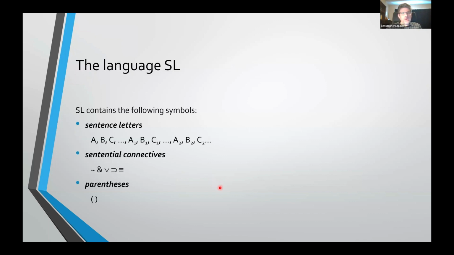Okay, so here's your language SL. These are the symbols that it contains. It contains sentence letters. These are capital letters. They're not boldface letters, because those are the meta variables. So regular non-bold capital letters that can have numerical subscripts. There are infinitely many of them, of course. There are sentential connectives, these five here, and parentheses.